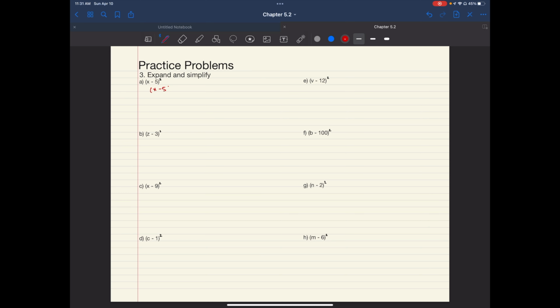x minus 5 times x minus 5. That's going to give us x squared minus 5x, minus 5x, plus 25, collecting like terms.